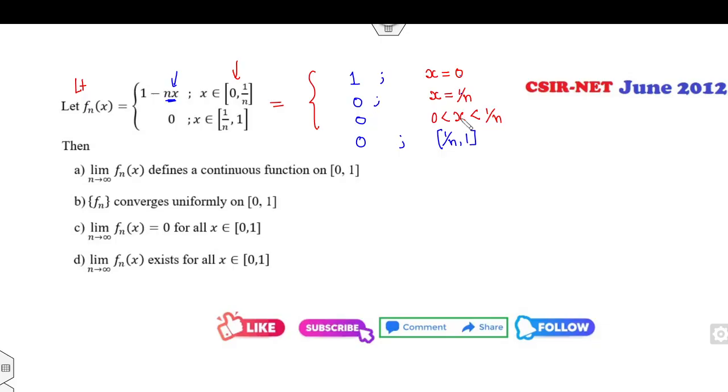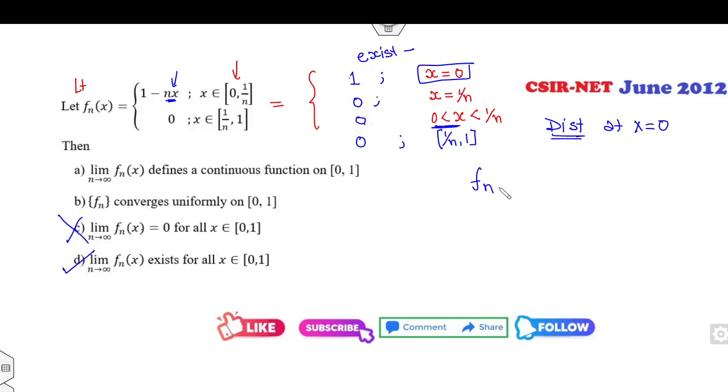Fine. Now what will be there? You can see all these limits exist. So the limit exists for all x, fine. Is it a continuous function? Clearly, this function is discontinuous at the point x equal to 0. At x equal to 0 the value is 1, and on the left-hand side it is 0.